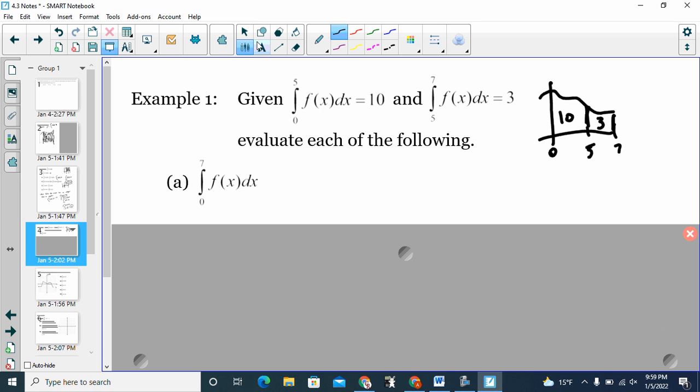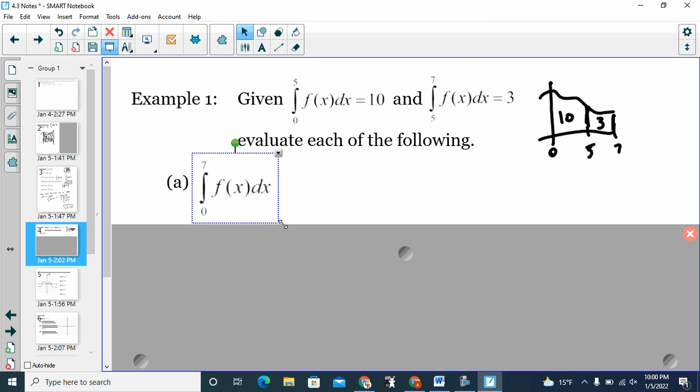Part A asks us to evaluate the integral from 0 to 7 of f of x dx. From 0 to 7, I have a total of 13 square units.